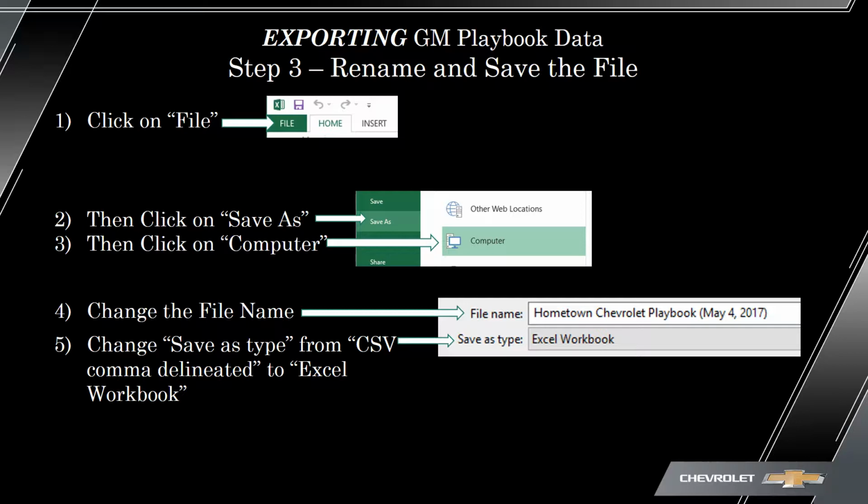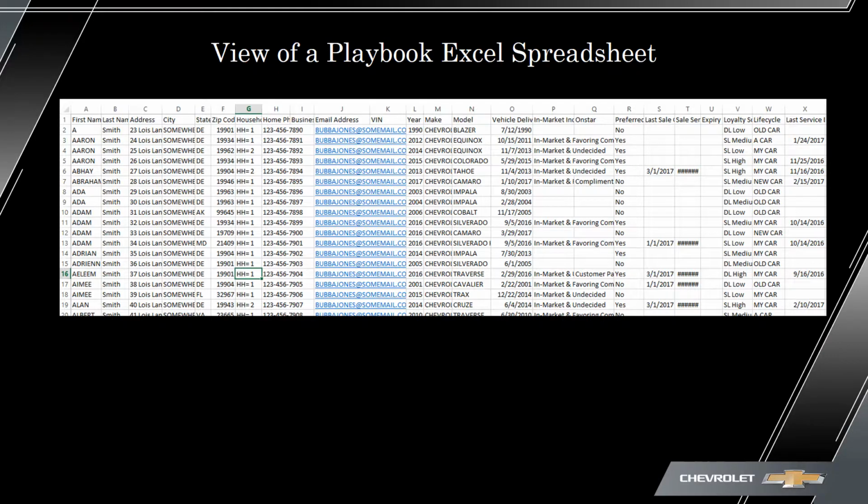Okay, now it's time to rename and save the file. So on the upper left-hand side, click on File, then click on Save As, click on Computer, change your file name. I just use the example Hometown Chevrolet Playbook, dated it, and then change the Save As type from CSV, comma delimited, to Excel Workbook. That makes it easier to manipulate the data. Please note, I understand that several of you integrate these spreadsheets into your CRMs. I use the Excel desktop example for simplicity today. Here's the view of a Playbook Excel spreadsheet with fictional data.